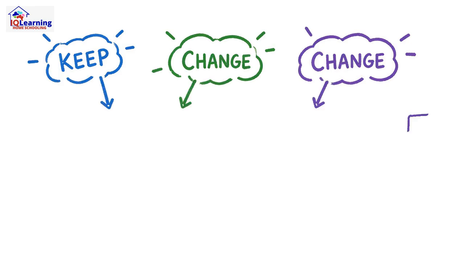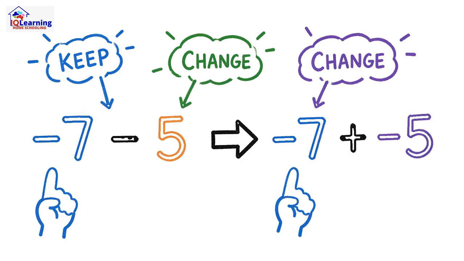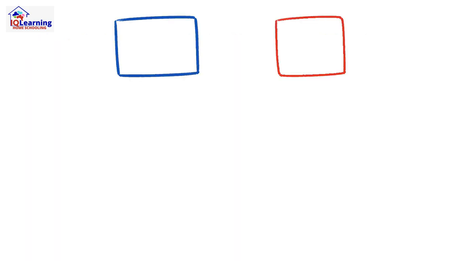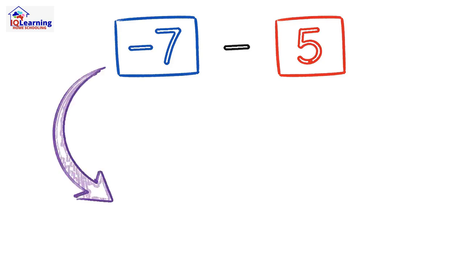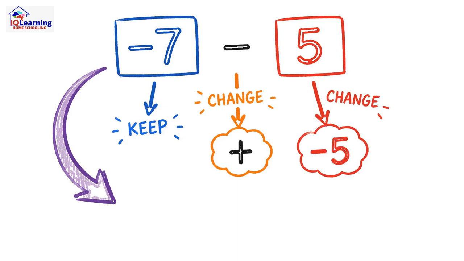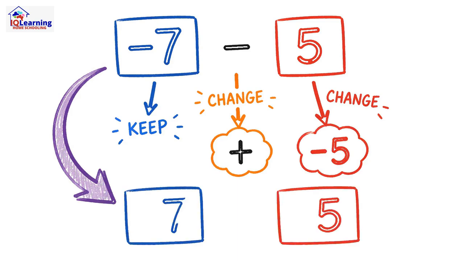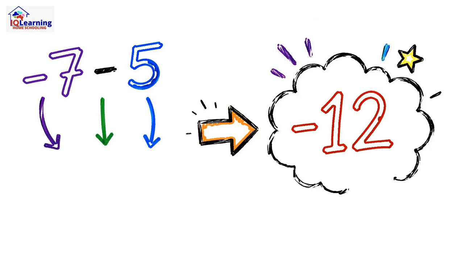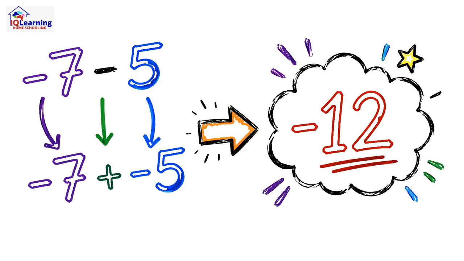Now, subtraction can be confusing, so here's the secret method. Keep, change, change. Take a problem like negative 7 minus 5. You keep the negative 7. You change the subtraction sign to addition, and you change the sign of the 5 to negative 5. Your new problem is negative 7 plus negative 5. Suddenly, it's easy. The answer is negative 12. This trick turns every subtraction problem into an addition problem you already know how to solve.